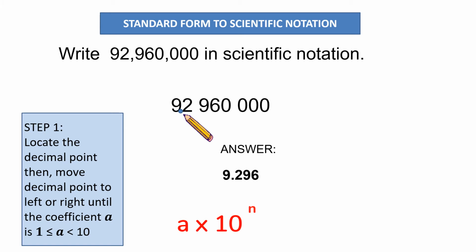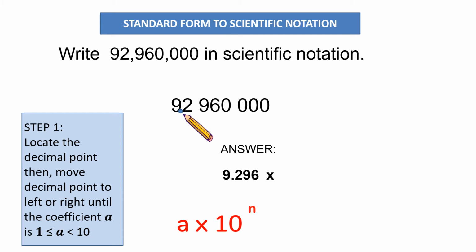So we have the a, which is 9.296. So this is greater than or equal to 1 but less than 10. If we will place it between 2 and 9, kasi magiging siyang 92.96, and 92.96 is greater than 10. Take note that a should be greater than or equal to 1 but less than 10.